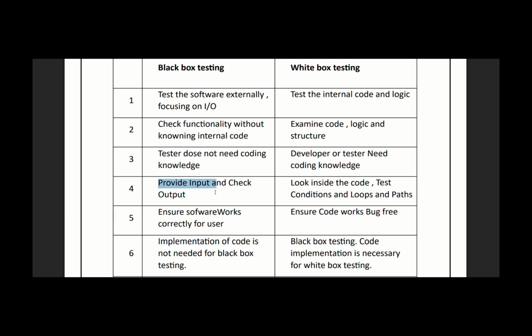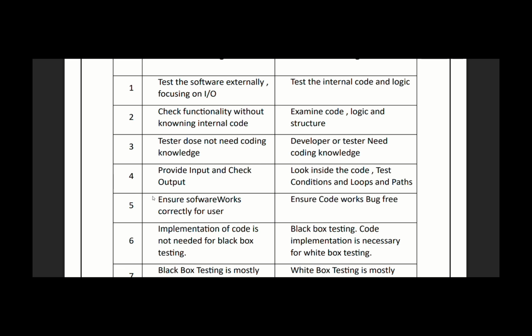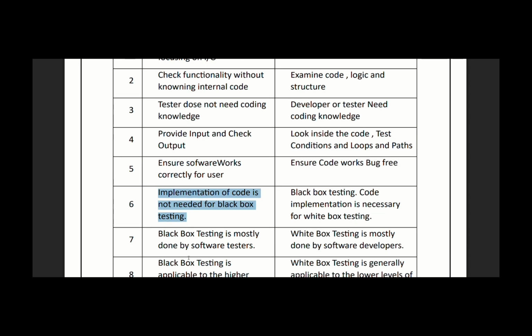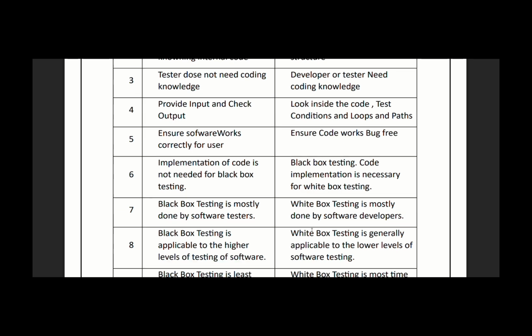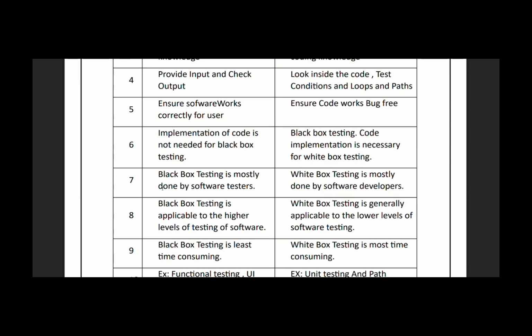Black box provides input and checks for the output. White box looks inside the code, testing conditions, loops and paths. Black box ensures the software works correctly for the user. White box ensures the code works bug free. In black box testing, implementation of code is not needed, and in white box testing, code implementation is necessary. Black box testing is mostly done by software testers. White box testing is mostly done by software developers.